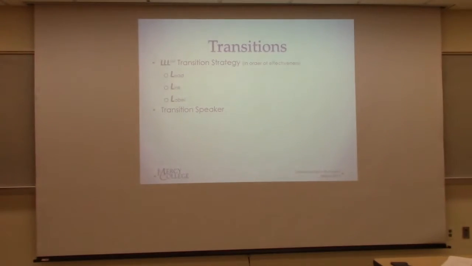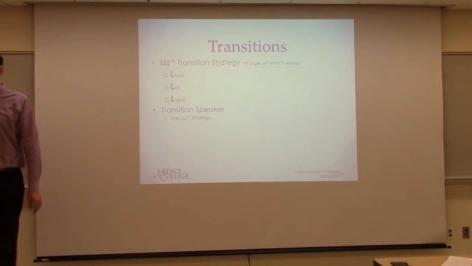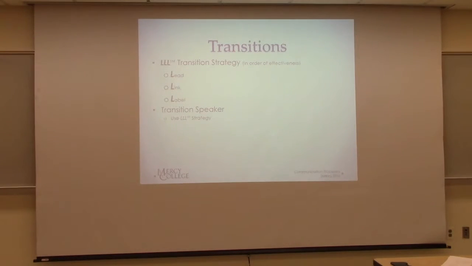If you're transitioning speakers, so you have 3 people talking, I would use the triple L strategy as well. Say, I've talked about marketing, now I'm going to give the clicker to Maxine, and she's going to talk about finance. Seems basic, but again, it can be very abrupt if you don't use some sort of transition, labeling, linking, or leading technique.